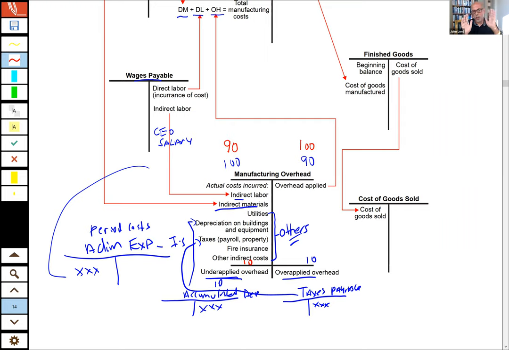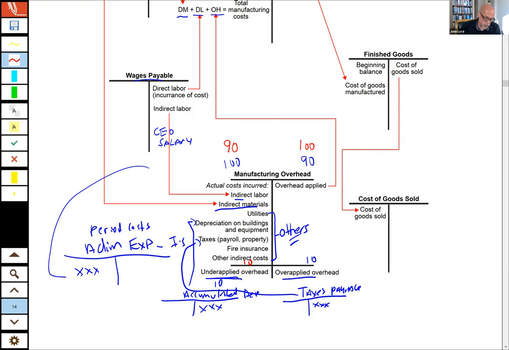At the end of the year, now look, we don't want it to be off by much. If I was auditing you and I saw an under or over applied amount that was this huge material amount, I'd say, you need to get busy and fix that predetermined overhead rate. But if it's a little bit off, we simply close it out accordingly and we move on.